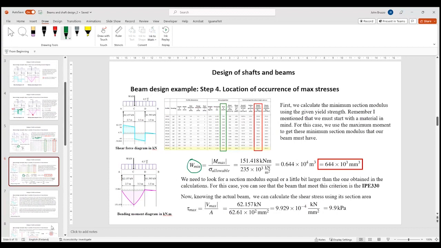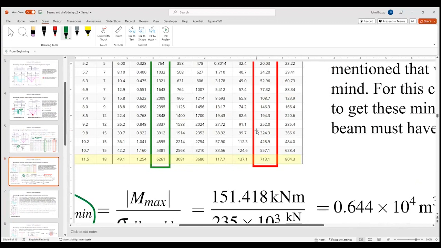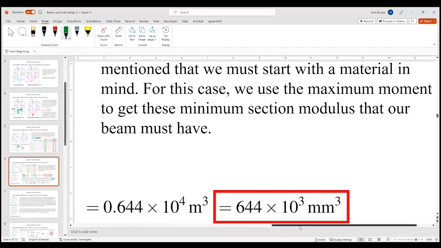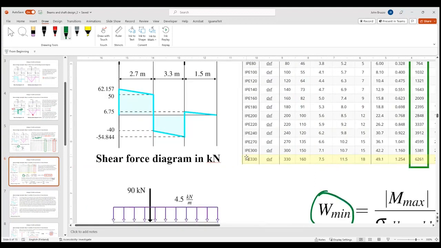And then that's going to give you the minimum section modulus, and then you are going to be scouting for that value in this table. In this case, the minimum section modulus was 644 times 10 to the 3, and then you see, well, this is too little, this is the one. So coincidentally, in this table, I would need to use this IP330 to withstand the bending moment so it doesn't yield.